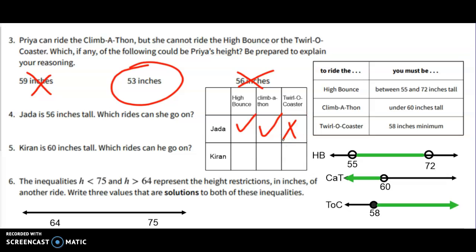Kieran is 60 inches tall. He can go on the high bounce because that's in between 55 and 72. 60 is right in the middle. The Climathon, no. He can't go on the Climathon because he has to be less than 60, and he's right at 60. But he can go on the twirler coaster because he is taller than 58 inches.